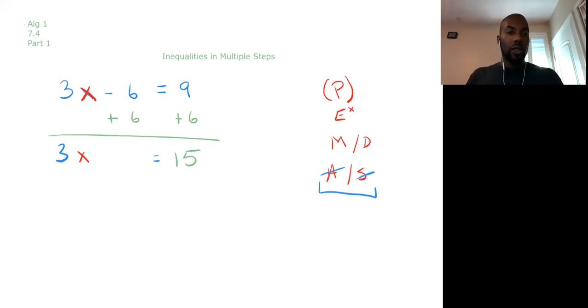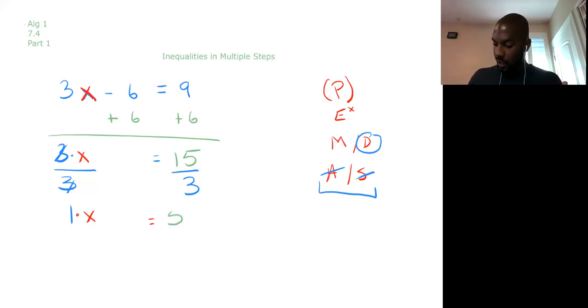Now I go one more up. Is there multiplication or division? Yes, there's multiplication, 3 times x. What is the inverse of multiplication? Well, it tells us right here, division. I divide by the 3, because I'm trying to get the x by itself. What I do to one side, I must also do to the other to keep it balanced. 3 divided by 3 is 1. So I'm going to have a 1 times x on this side, and 15 divided by 3 is 5 on this side. Now I can simplify that further.